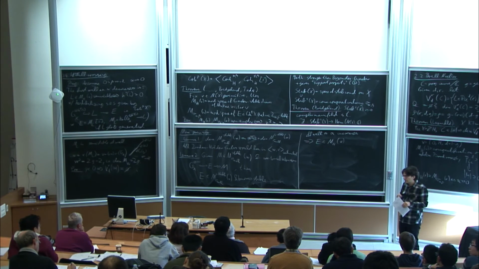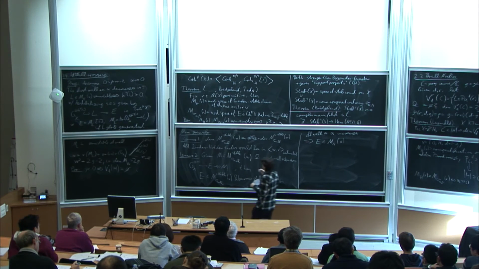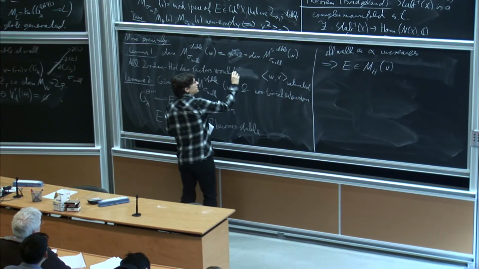W are vectors. So what does it mean? I see. Sorry, I would have Mukai vector in.